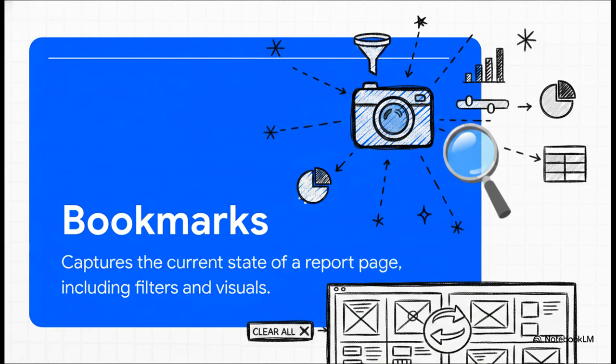First up, we have bookmarks. A bookmark essentially acts as a camera, capturing the exact current state of a report page at any given moment. It saves the exact filters applied, the slicer settings, and even which visuals are currently visible or hidden. Bookmarks are basically your secret weapon here. You can use them to create a highly functional Clear All Filters button, or to create a seamless toggle switch that lets the user flip between two entirely different dashboard views without ever having to leave the page.